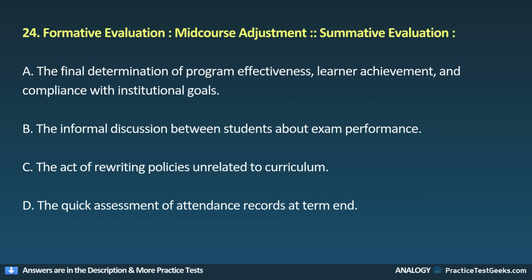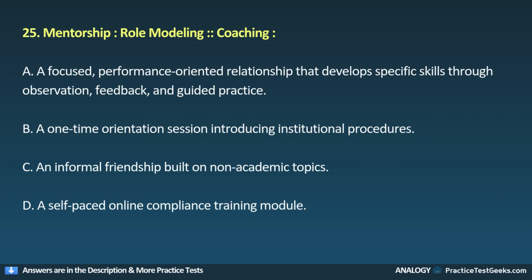24. Formative evaluation, mid-course adjustment, summative evaluation. A. The final determination of program effectiveness, learner achievement, and compliance with institutional goals. B. Informal discussion between students about exam performance. C. The act of rewriting policies unrelated to curriculum. D. The quick assessment of attendance records at term end.